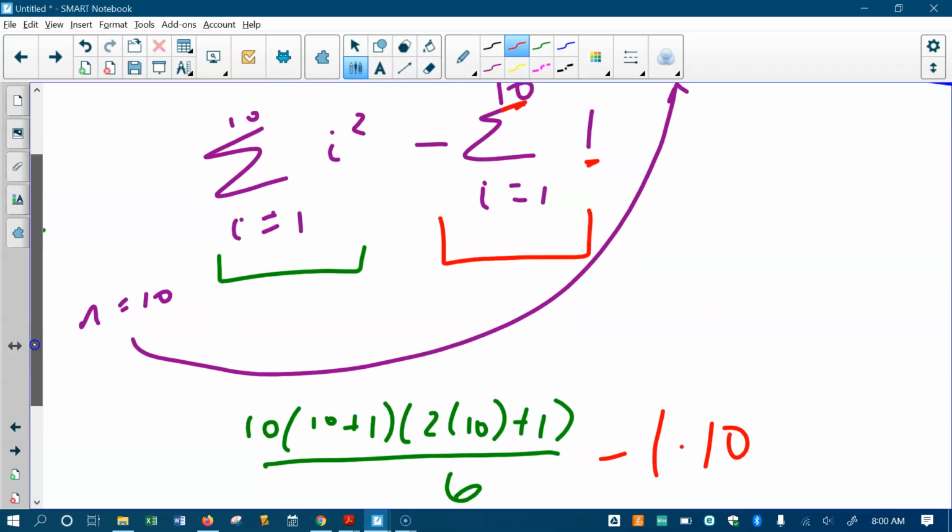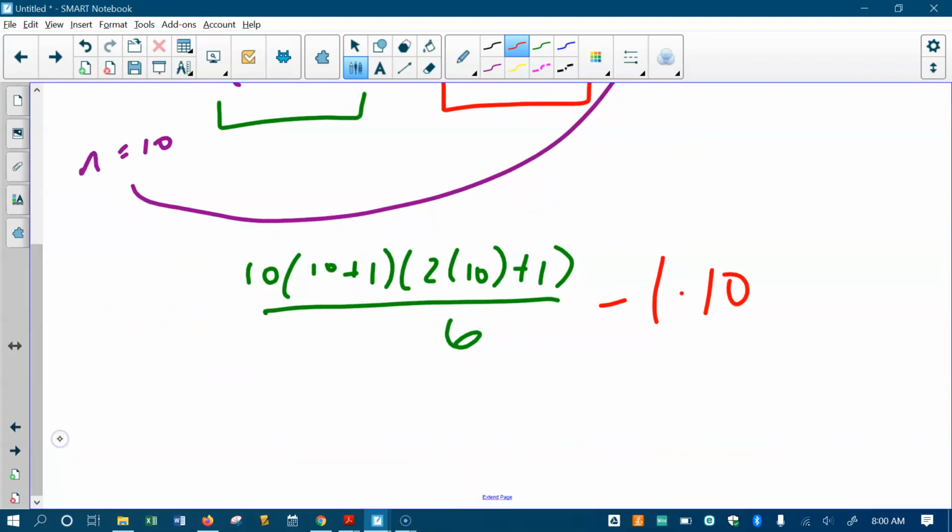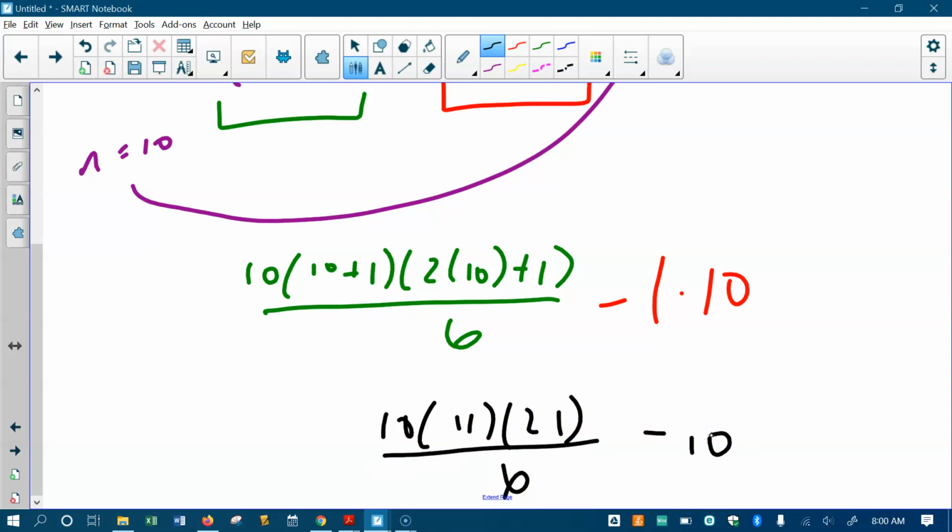And then I simplify. This is a no calculator problem. Don't even think about using your calculator. All right, let's see what we get here. 10 times 11 times 21 over 6 minus 10. Let me show you tricks of the trade here. So we got a 3, that's a 2, that's a 7. I divide those two factors by 3. And then I'm going to divide these two factors, a 2 and a 10, by 5. And I get 35 times 11.